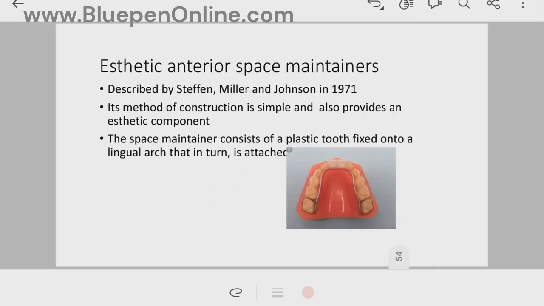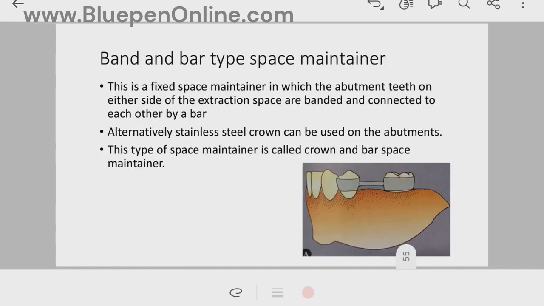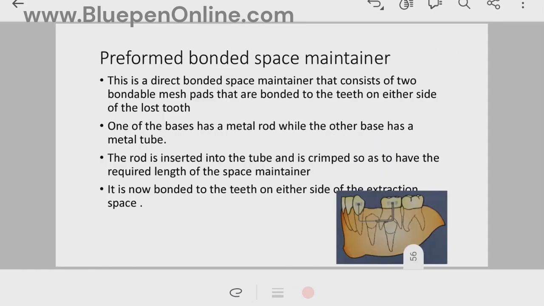Then, aesthetic anterior space maintainers. You also have anterior space maintainers, right? This has a plastic tooth that is fixed onto the lingual arch, that in turn is attached. You can see that, right? An aesthetic component. Now, this is band and bar. You can see there is a band on both the teeth, connected by a bar. That is band and bar. Alternatively, you can use a crown also in the place of this band. The other one is crown and bar.